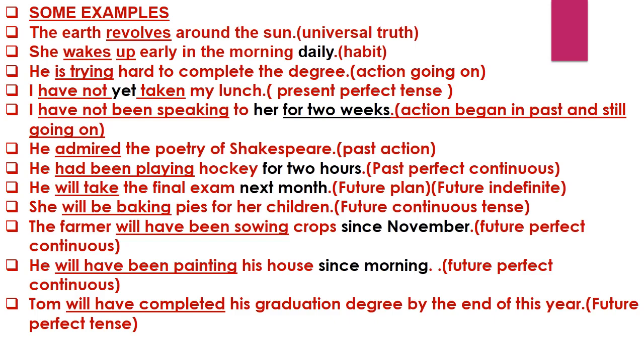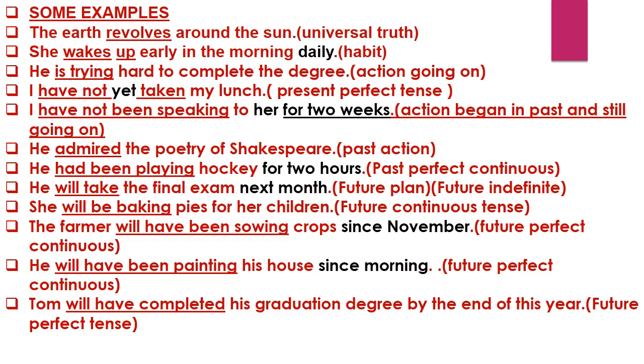Let us understand these with the help of some examples. Here are some examples. First is, the earth revolves around the sun. This is a universal fact. That's why we have used here revolves. That is simple present or present indefinite tense. Then, she wakes up early in the morning daily. This is a routine and habit. That's why we have used here present indefinite tense, wakes up.